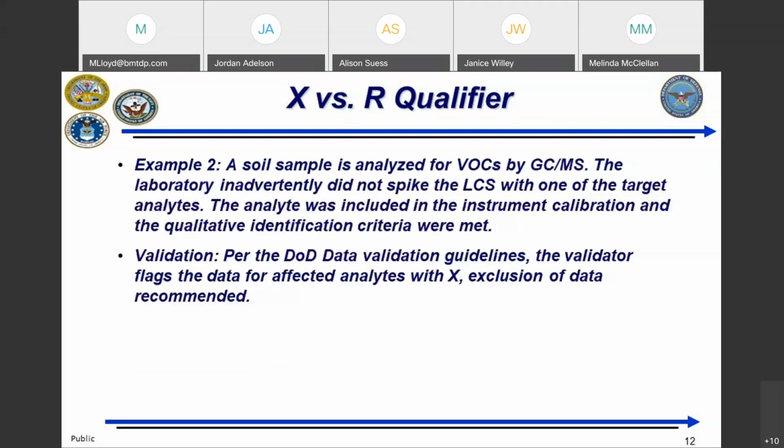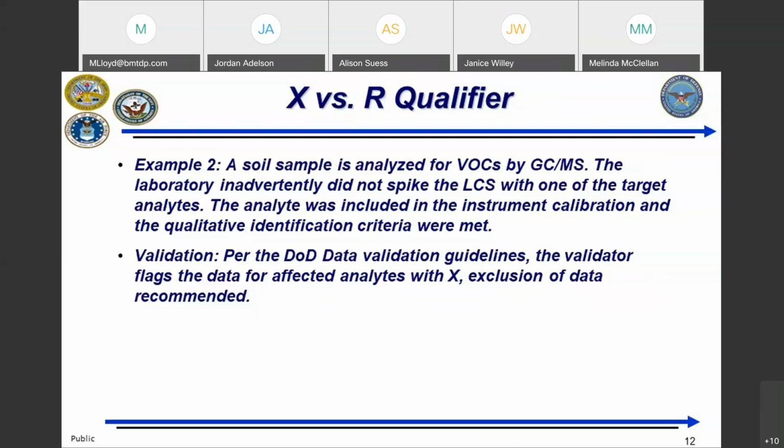So we're going to real quick do that again. I'm going to have Allison read this second example. We're going to go a little fast through this one, I think. Sample 2, a soil sample is analyzed for VOCs by GCMS. The laboratory inadvertently did not spike the LCS with one of the target analytes. The analyte was included in the instrument calibration and the qualitative identification criteria were met. Per the DoD data validation guidelines, the validator flags the data for affected analytes with X, exclusion of data recommended.